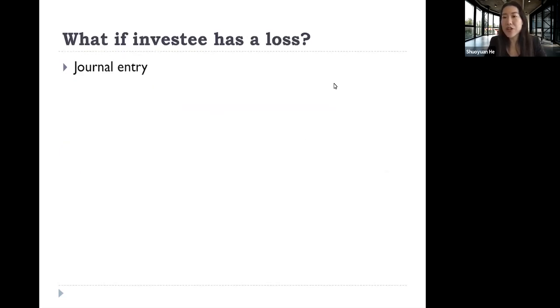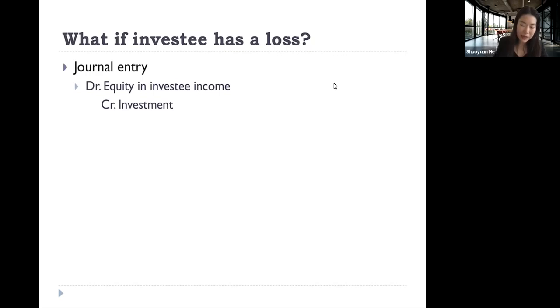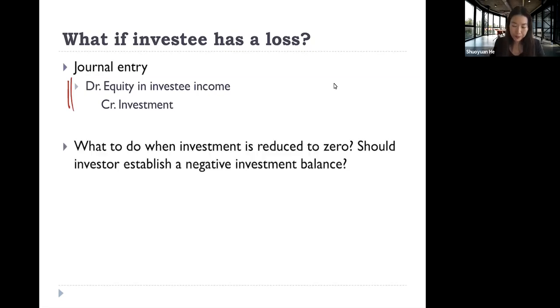And then the second situation is, what if the investee has a loss? If you recall previously, when the investee reports earnings, the journal entry we make is to debit the investment account, credit equity investee income. And what if the investee has a loss? In this situation, the investor's journal entry is to debit equity investee income, credit investment account. So this journal entry is exactly the opposite of what we did when the investee reports income.